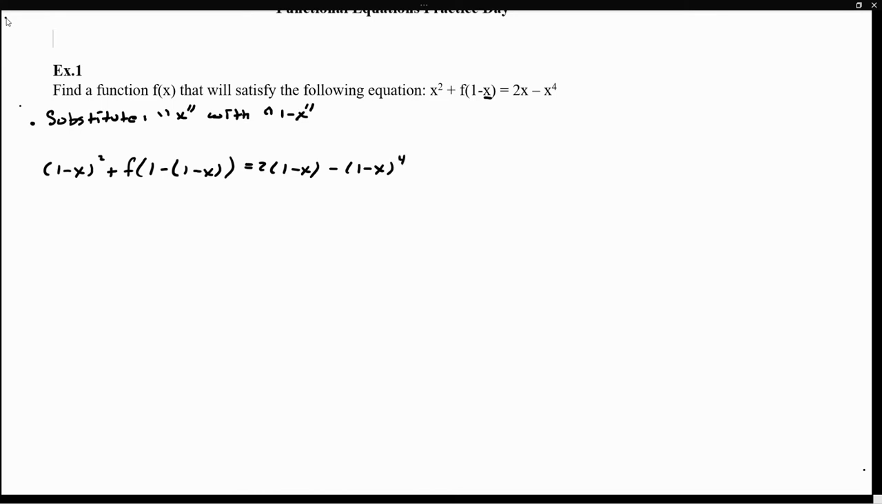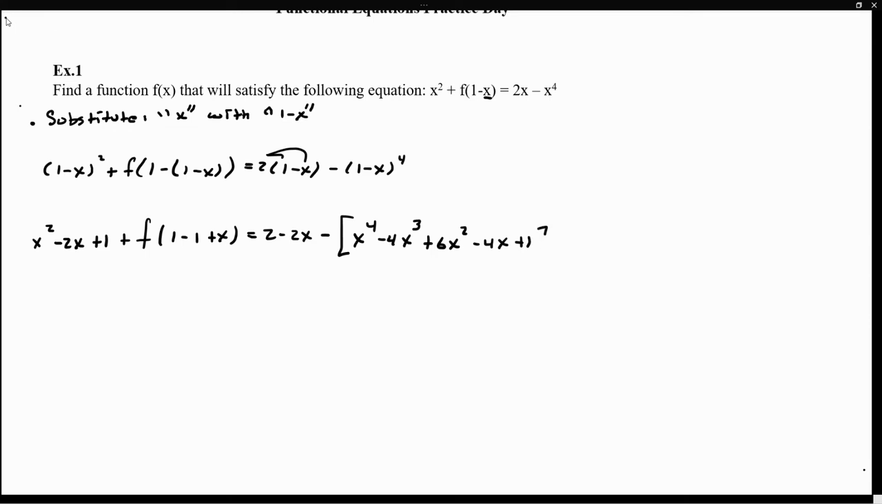Let's simplify all this. My first term is going to become x squared minus 2x plus 1, plus big F. Now, if we distribute that negative, it becomes 1 minus 1 plus x. Then, if we distribute this, it becomes a 2, and if we distribute this, that becomes a 2x. And now that negative is a big negative. And now if we simplify 1 minus x all to the fourth, we're going to end up with the expression x to the fourth minus 4x cubed plus 6x squared minus 4x plus 1.